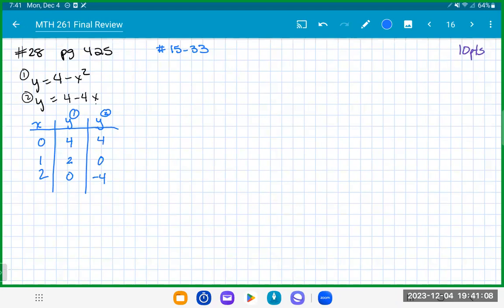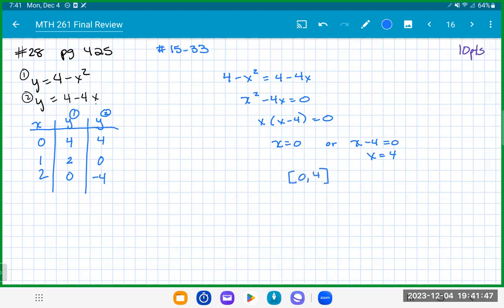So we can plot those. We can see where the two equations intersect if we set them equal to each other. So we have 4 minus x squared is equal to 4 minus 4x. That is x squared minus 4x equals 0, so x times x minus 4 equals 0. Therefore, x is equal to 0, or x minus 4 equals 0, which is x equals 4. So we're looking at the interval from 0 to 4.